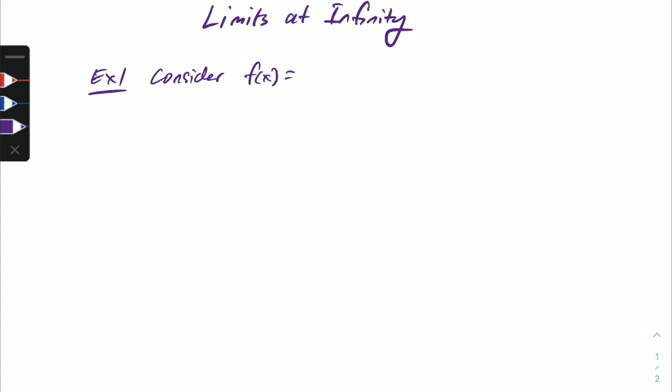Okay, in this video we're going to discuss limits at infinity. We'll start with an example. So let's consider the function 1 over x as x gets larger.